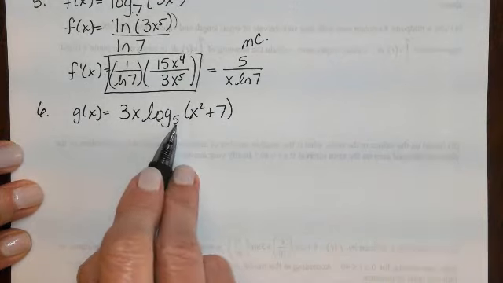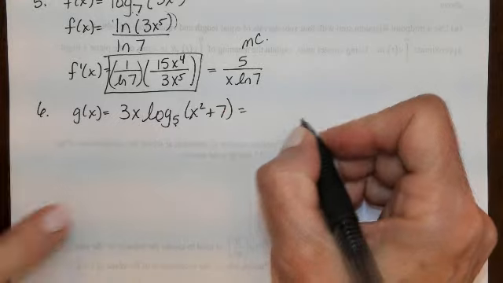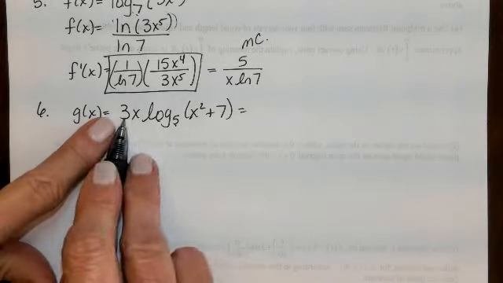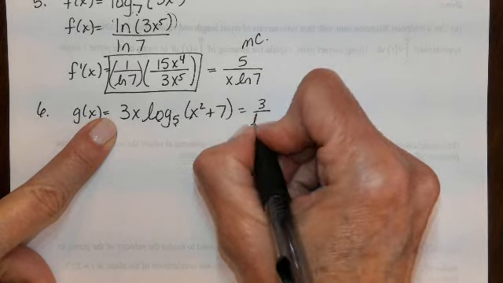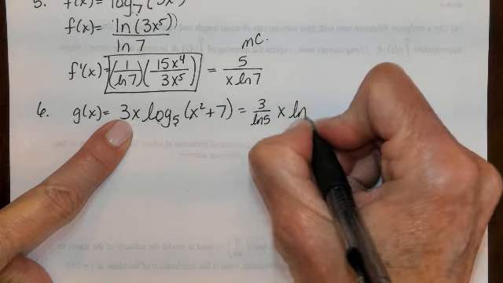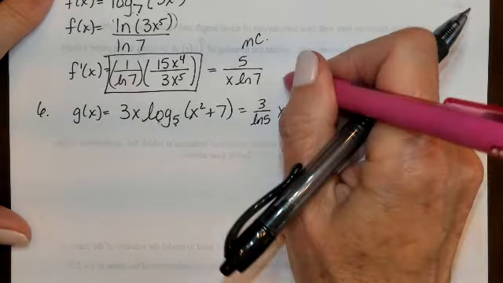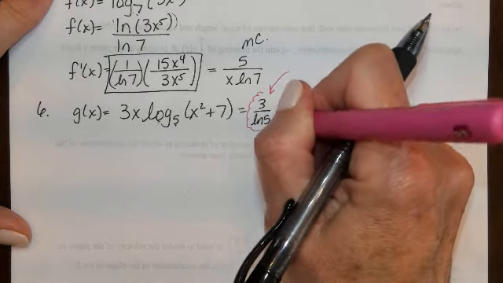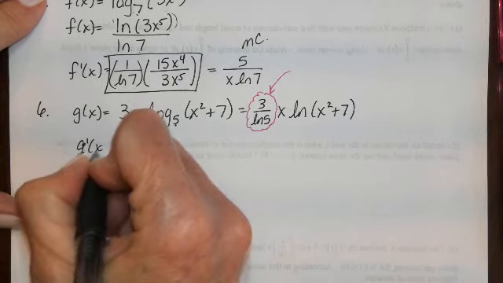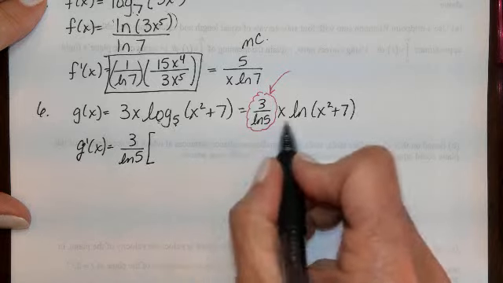When I see log base 5, I think, oh, I need to change that to natural logs. So I'm going to have that ln of 5. I'm going to pull that out to the front. In fact, since there's already a 3 out here, I'm going to make that 3 over ln 5. And then I'll have x ln x squared plus 7. I like this because it's just one constant here, so I just will multiply that by my derivative. So g prime is 3 over ln of 5 times the derivative of this.